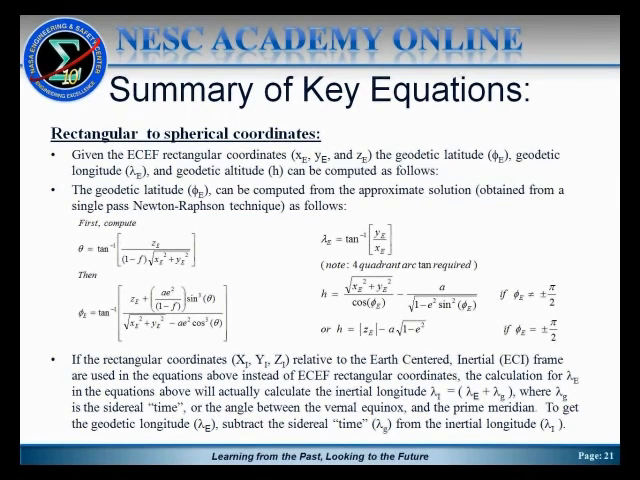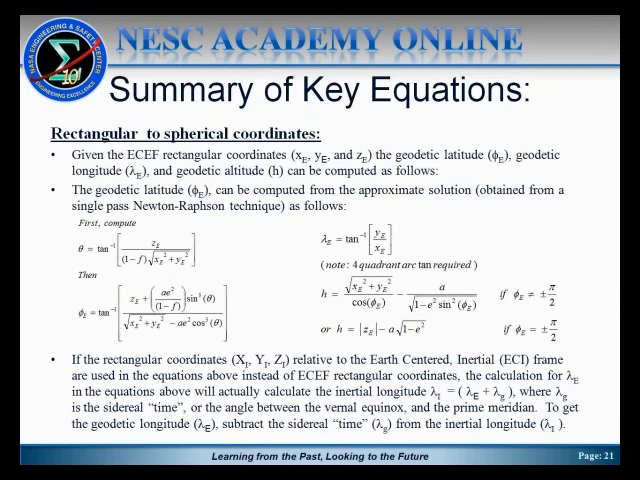approximate solution to compute the geodetic latitude, phi sub e, from a single pass Newton-Raphson technique, and it was also discussed in part 1. That's actually, in general, a more accurate calculation than some of the so-called exact formulations that are available, primarily due to their complexity introducing numerical round-off, even with double precision calculations.